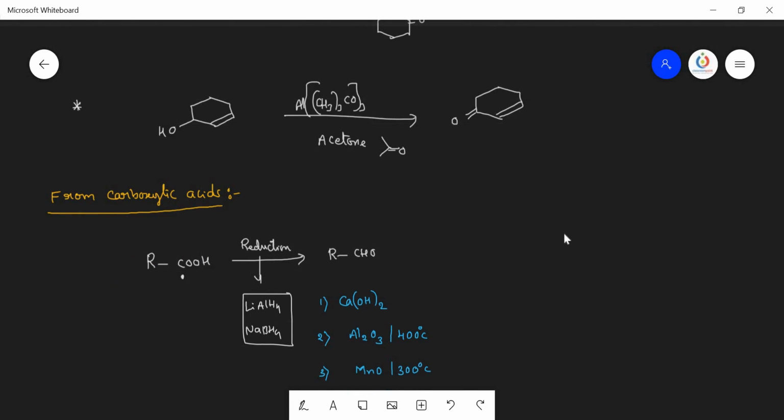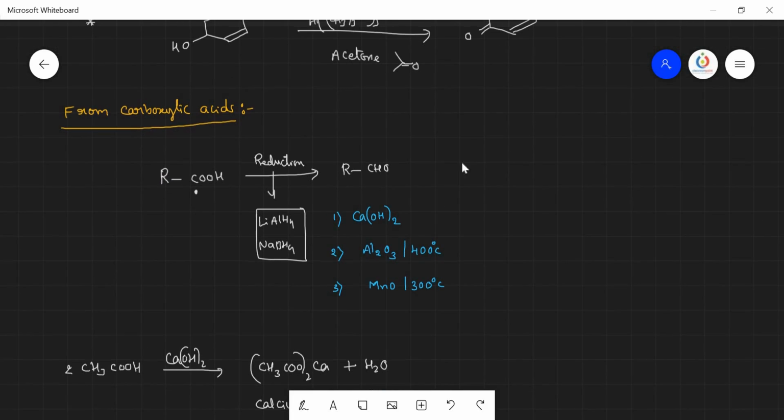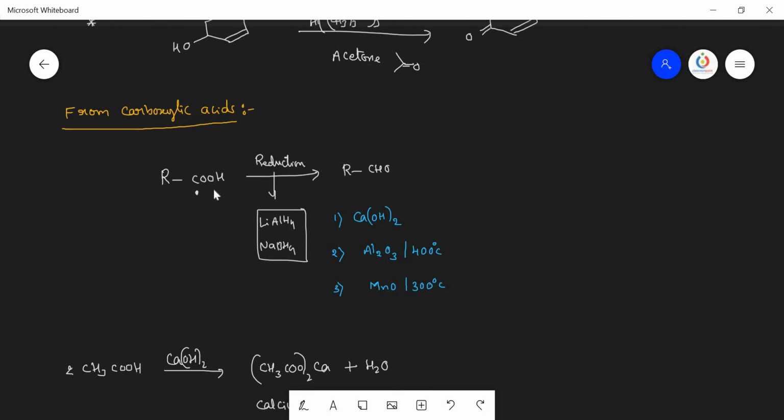Then how to get the carbonyl compounds from carboxylic acids? Carboxylic acids on reduction give the aldehydes. No ketones will be produced in this type of reaction when carboxylic acids are directly reduced by lithium aluminum hydride or sodium borohydride. And apart from this, lithium aluminum hydride, sodium borohydride, why? Because I have made a separate video on this. I'll leave it in the cards here. You please check that.